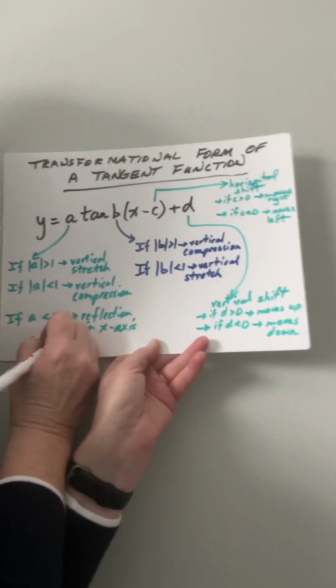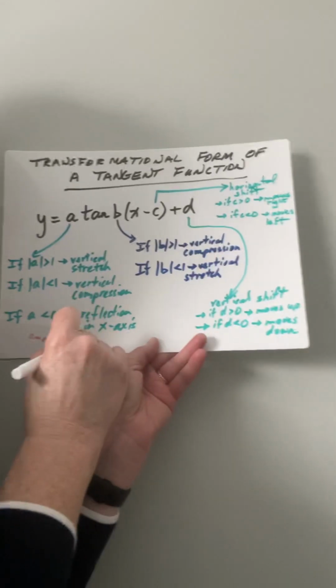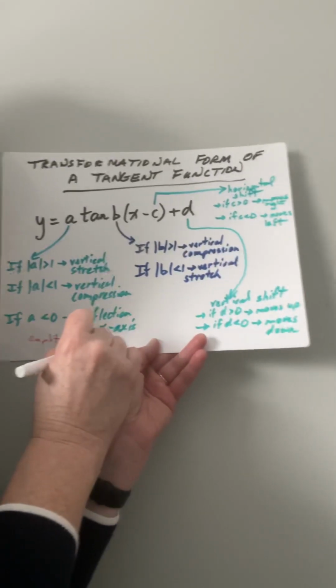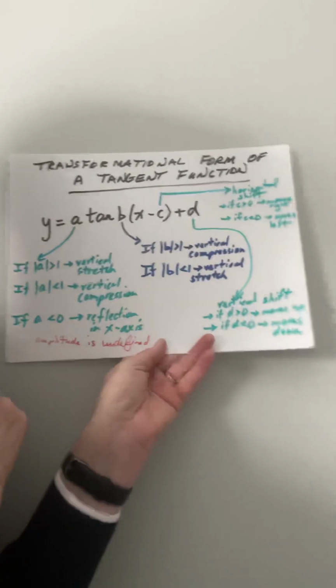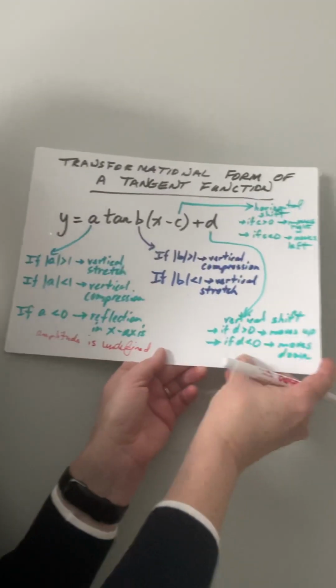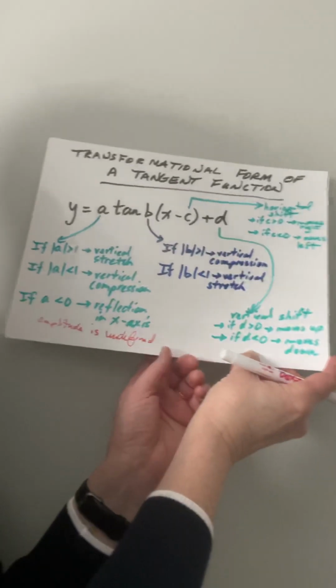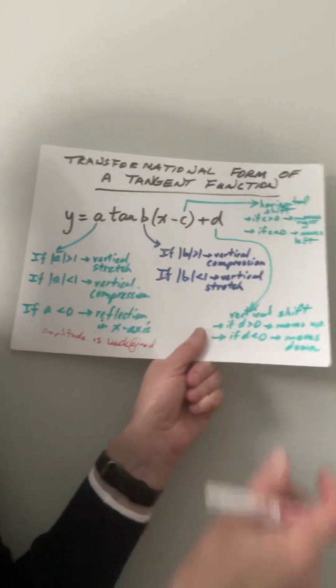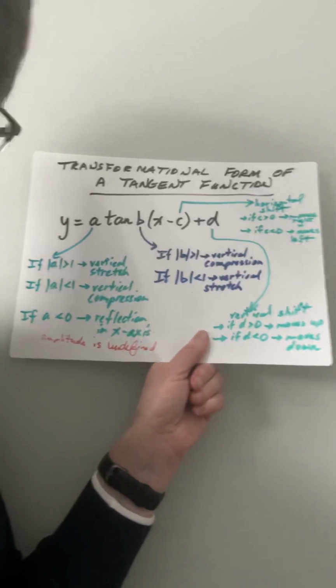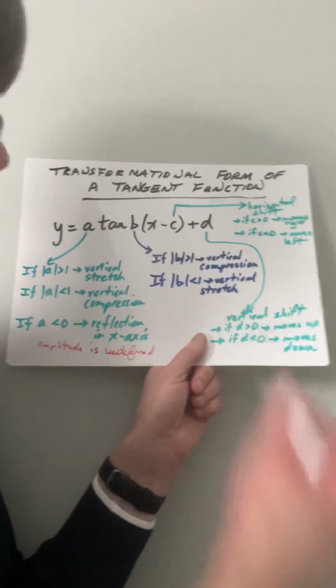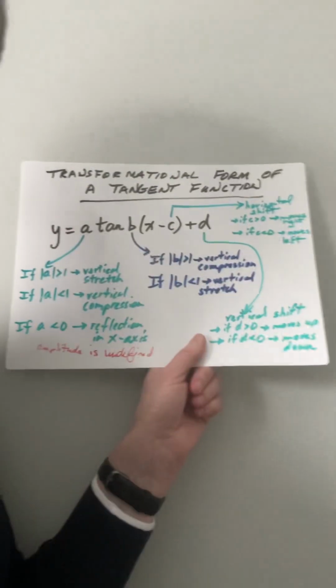for a tangent function, it is undefined, okay? So that's a major difference between the cosine and sine functions compared to the tangent function. Usually a tells us the amplitude for cosine and sine. For the tangent function, amplitude is always undefined because it's going forever up and down.